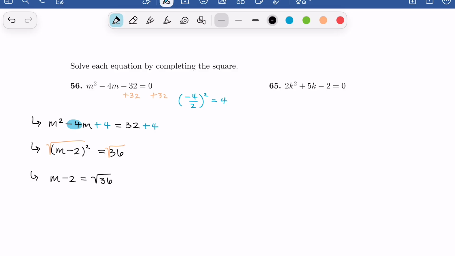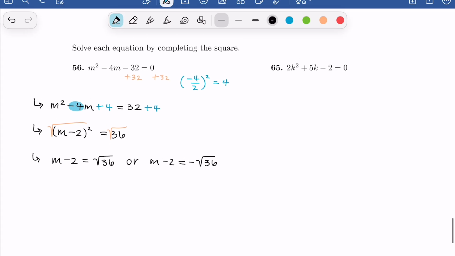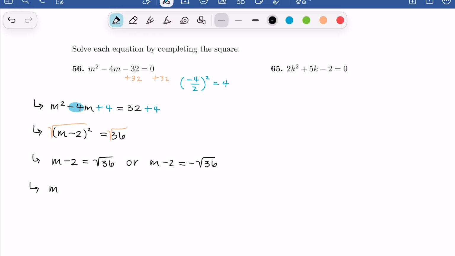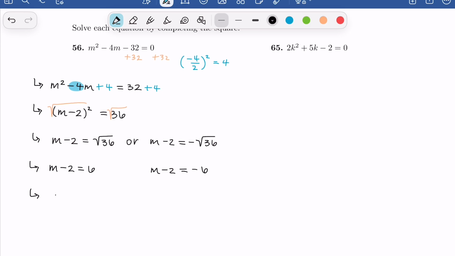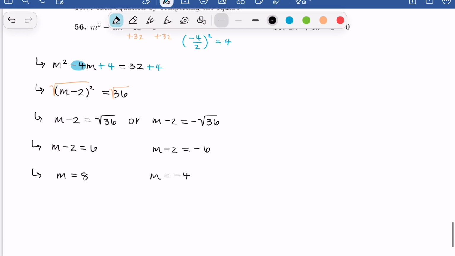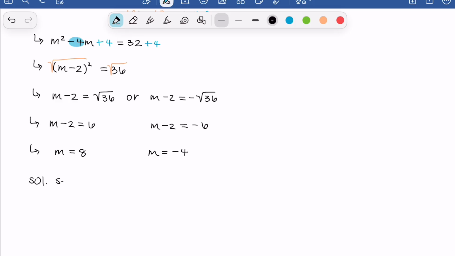But remember with the square root property, we're going to have another solution. m minus 2 is going to be equal to negative square root 36. So from here, let's go ahead and solve for m. m minus 2 is going to be equal to 6, since the square root of 36 is 6. And we're going to have that m minus 2 is equal to negative 6, since that negative is on the outside of our radical. This tells us that m is going to be equal to positive 8, or m is going to be equal to negative 4. So our solution set in this instance is going to be negative 4, comma, 8.